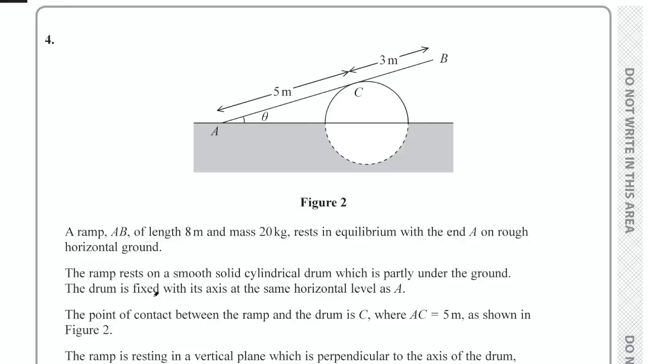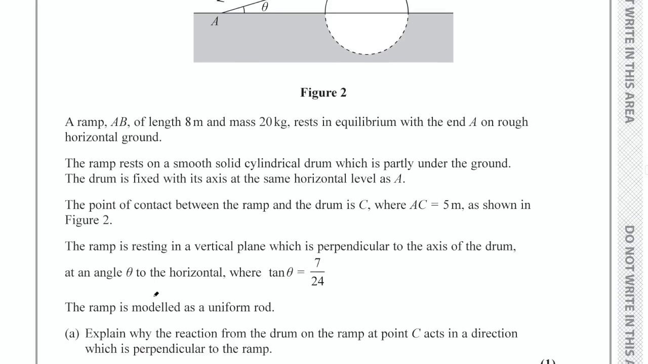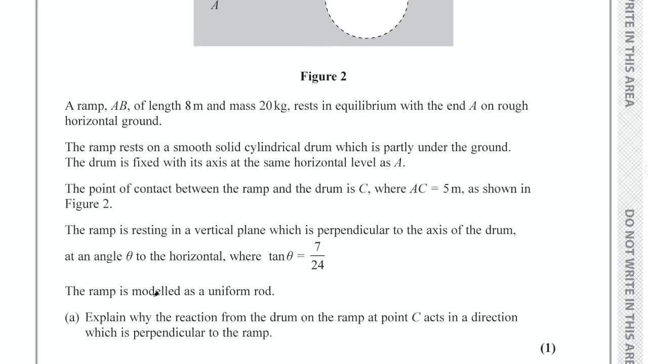The ramp rests on a smooth, solid, cylindrical drum which is partly under the ground. The drum is fixed with its axis at the same horizontal level as A. The point of contact between the ramp and the drum is C, where AC equals 5 meters, as shown in figure 2. The ramp is resting in a vertical plane which is perpendicular to the axis of the drum at an angle theta to the horizontal, where tan theta equals 7/24. The ramp is modeled as a uniform rod.